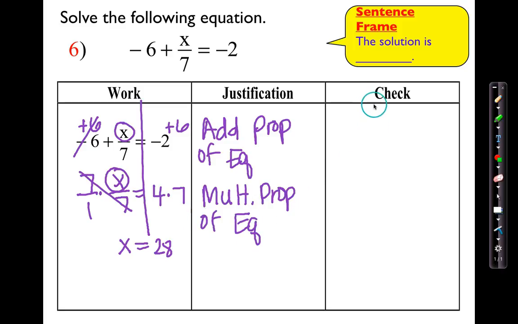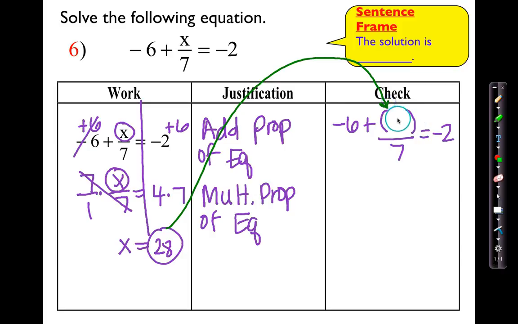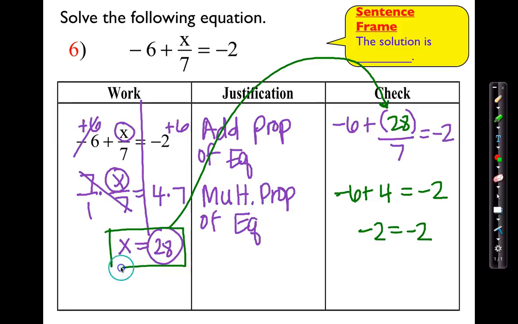And last but not least, we need to check that our answer is indeed correct. So I'm going to go ahead and copy it exactly the way that it is. So I'm going to put a placeholder for x for my solution. Okay, so now I'm going to go ahead and plug in my value of 28 for my solution for x to see if that checks out. So -6 plus 28 divided by 7 is a 4. Does this equal -2? Well, here there are more negatives. How many more negatives are there? 2. So -2, does that equal -2? The answer is yes, so I'm very confident that the solution is x equals 28.